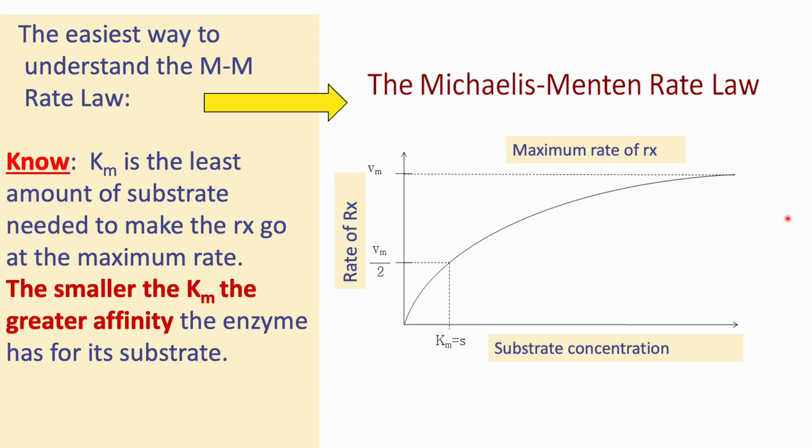Okay, here's a graph representation for the Michaelis-Menten constant or Michaelis-Menten rate law. Again, this is the least amount of substrate needed to make the reaction go at the maximum rate. The smaller the Michaelis-Menten constant, the greater the affinity the enzyme has for the substrate. Remember, at Vmax, this is when you had your enzyme and substrates bound together. That's when it was saturated. When you're looking at the Michaelis-Menten constant, it's going to be half that amount.